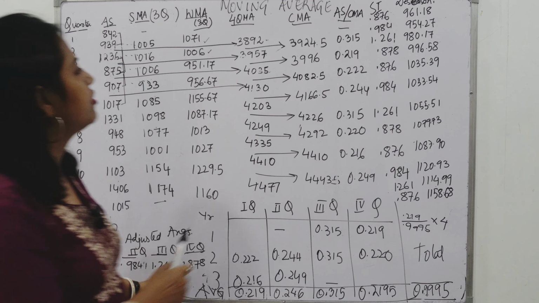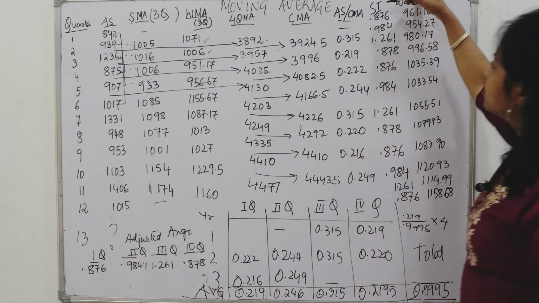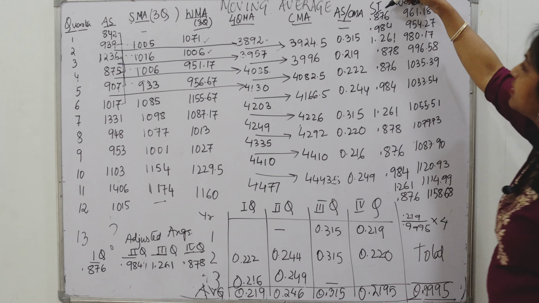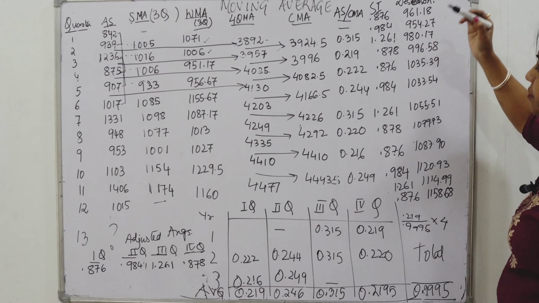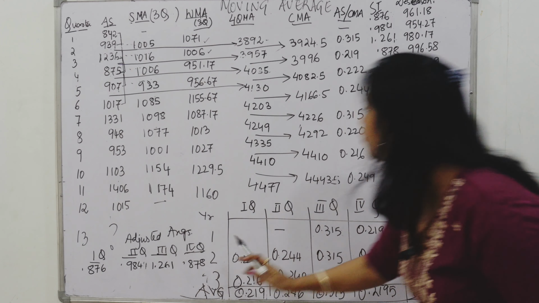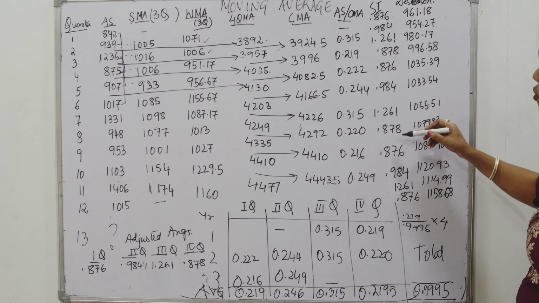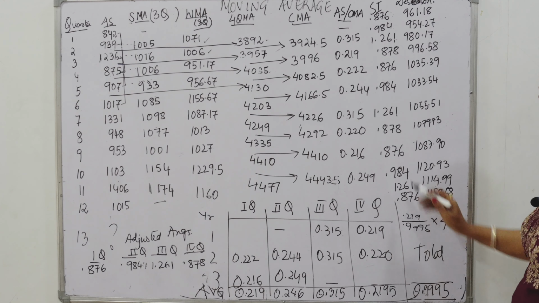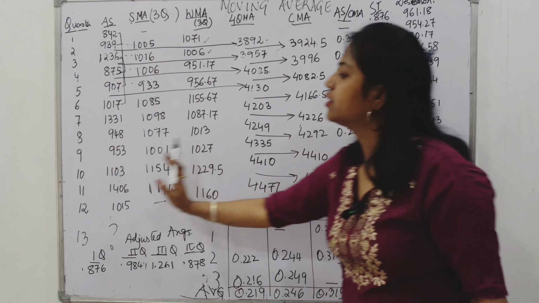Now these values I will write as seasonal index. So we can call it seasonality index or seasonal index. 1, 2, 3, 4. Again you repeat 1, 2, 3, 4 and then 1, 2, 3, 4. So you get the seasonal index for all the quarters.